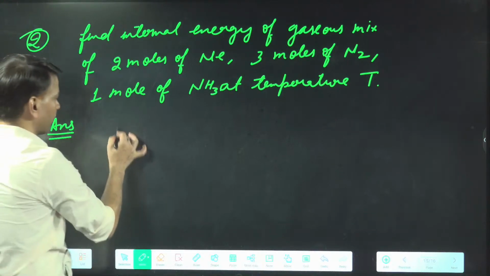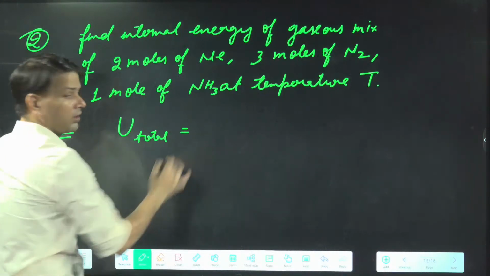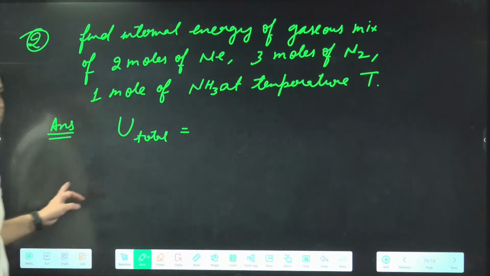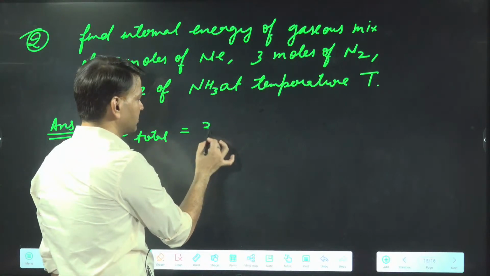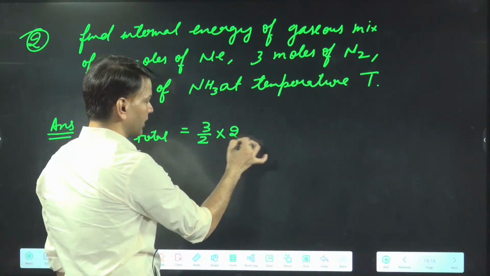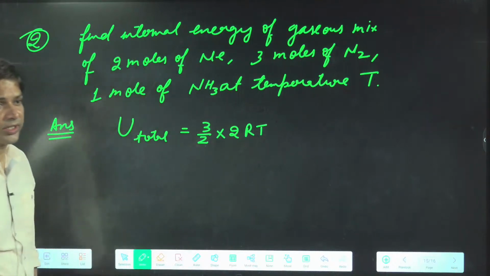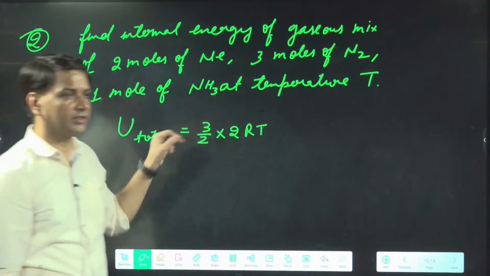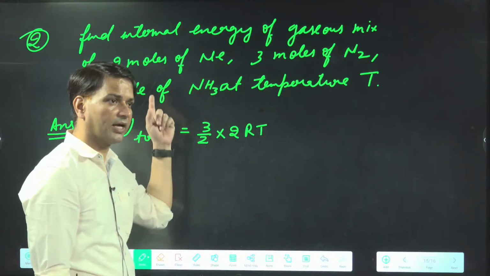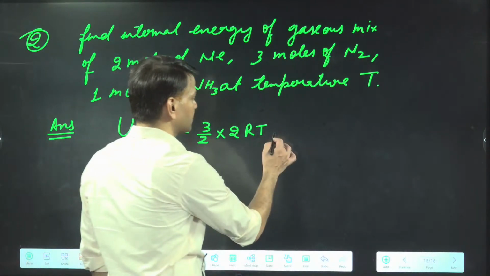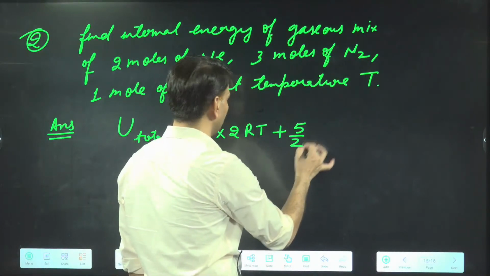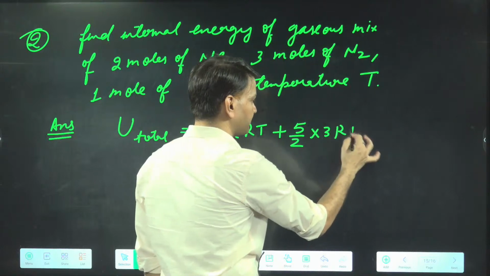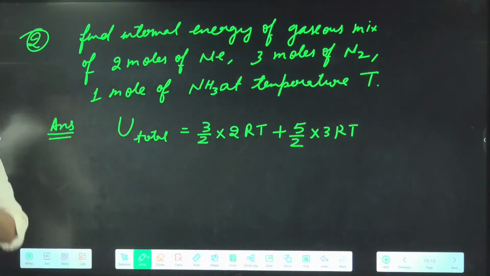So total internal energy, what we will say, U total is equal to, neon is a monatomic. So for the monatomic, you will say F by 2. F by 2 means 3 by 2. How many moles? 2, into R into T. This is for the neon. F by 2 nRT. So degree of freedom for the neon, monatomic 3, and number of moles 2 into RT, plus N2. N2 is the diatomic. Diatomic, what will you take? Degree of freedom 5. 5 by 2 into how many moles? 3 into RT.